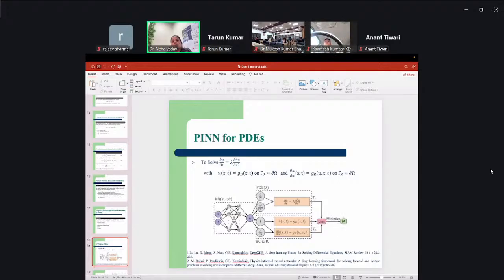Further, we want to minimize this loss to find the best neural network parameters, which are the weights and biases of the neural network. So this is basically the overall working structure of the physics informed neural network for solving PDEs. I must mention that PINNs were first presented by Raissi in 2019, and after that this method became very common and the most popular method nowadays in deep learning, particularly for solving partial differential equations.